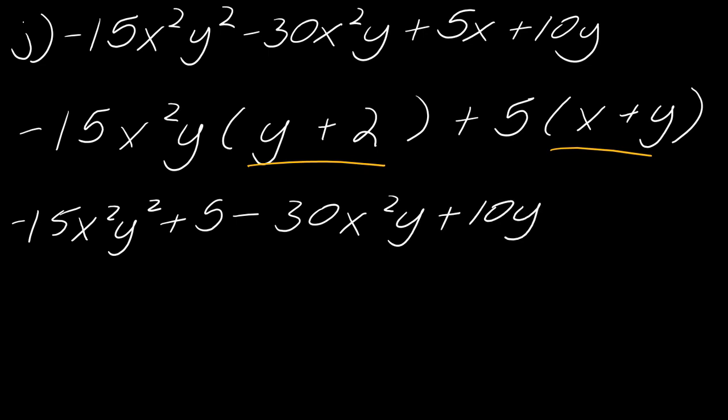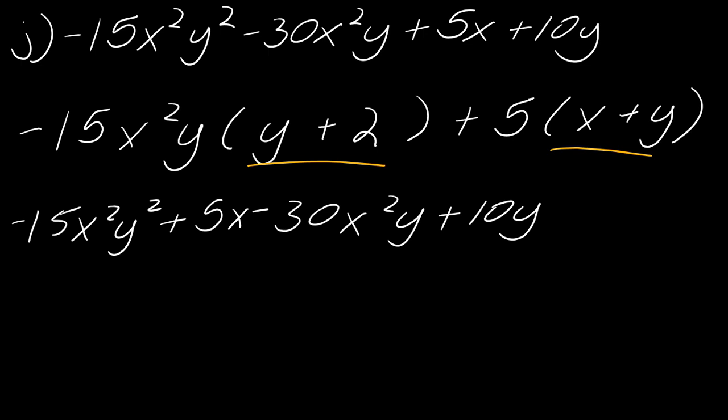So I'll show you what I mean. So I have now put, should be minus 5x. Okay. So I put the minus 15x squared y squared and the minus 5x together, the negative 30x squared y and the 10y together. So one thing I recommend is if your grouping doesn't work out, just try it one more way and sometimes it will work. So let's see if this works this time.